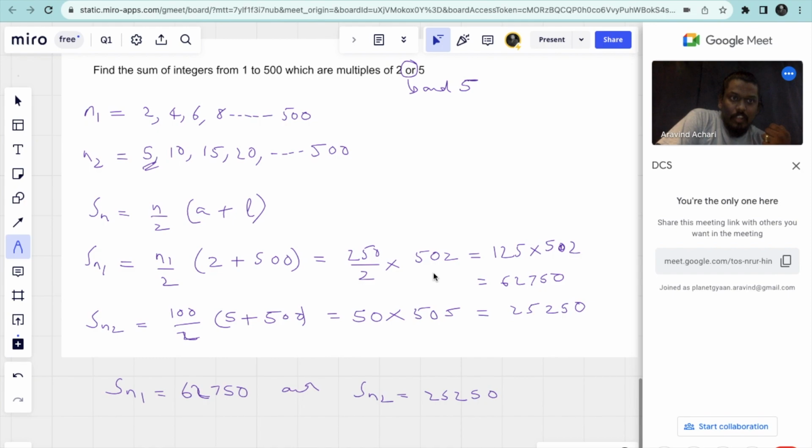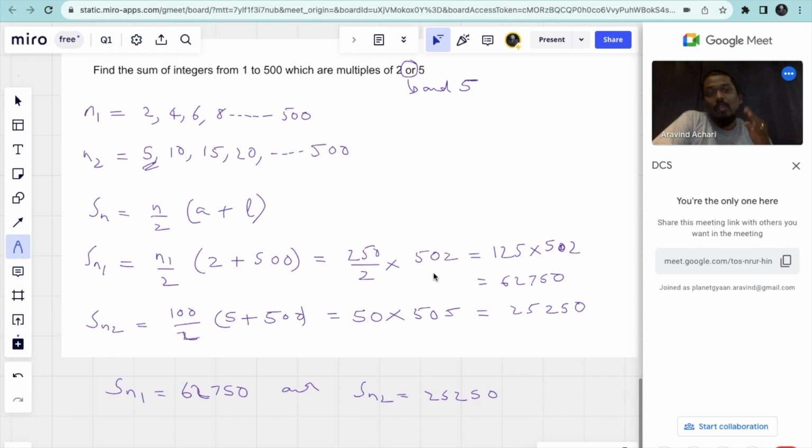Correct? There will be a repetition in this, wherein it is possible that multiples of 2, the integers between 1 to 500, will come in multiples of 2 as well as in multiples of 5, correct? So there will be a common integer in that. So we have to get rid of that common integer, right? Now how to get rid of that common integer? For that we have to find out those common integers, obviously, and we will have to subtract it from this sum, correct?